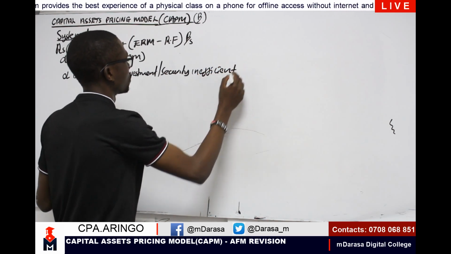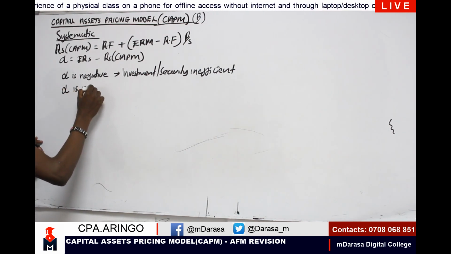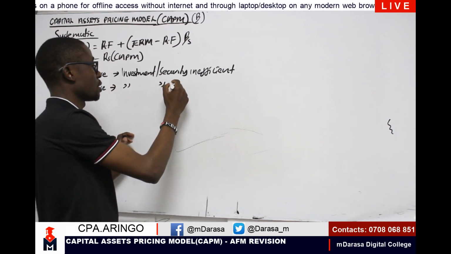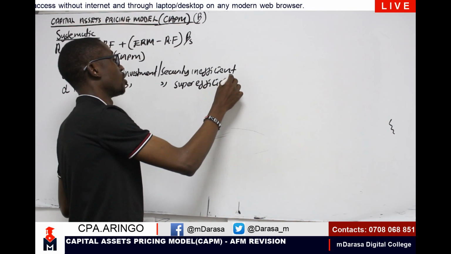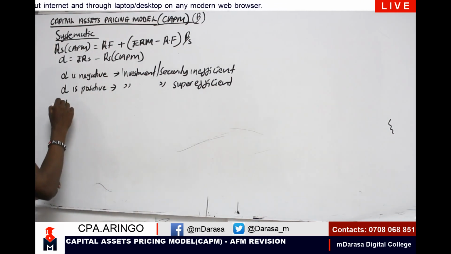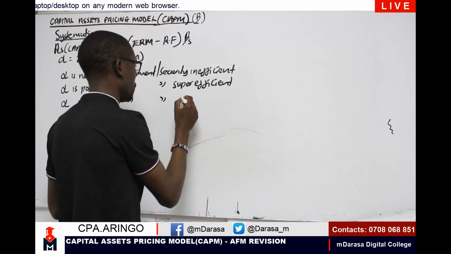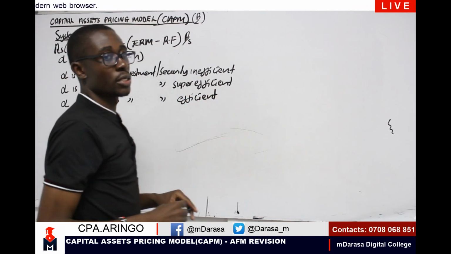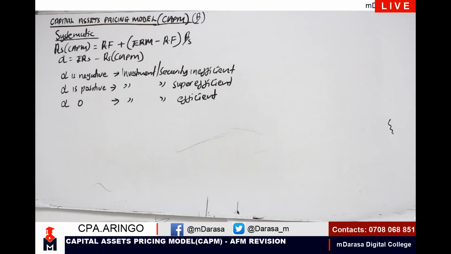When you are having your alpha value, if your alpha value is positive, this investment or security is super efficient. And when you're having your alpha value to be 0, that is to say this investment of ours is efficient. This is what I'll always want to stick at the back of our mind in the event that we are dealing with our alpha values.